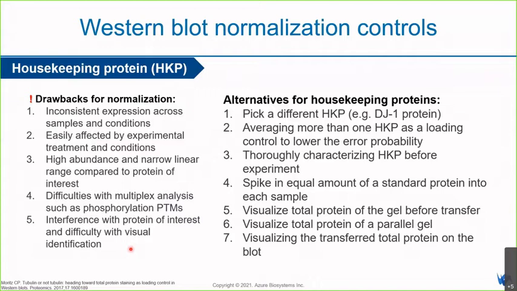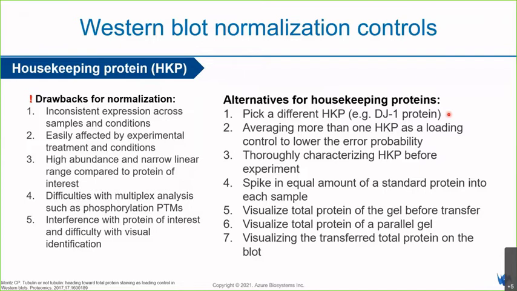Of course, there are several alternatives that have been suggested to solve these issues. Firstly, you can pick a different housekeeping protein, for example, the DJ1 protein. But people have shown that this protein also has a varying expression issue, and it will normally saturate at around 20 micrograms of protein load.